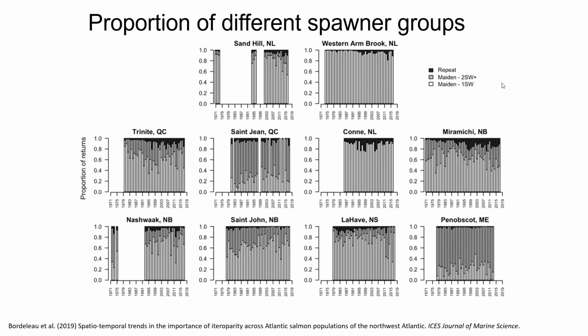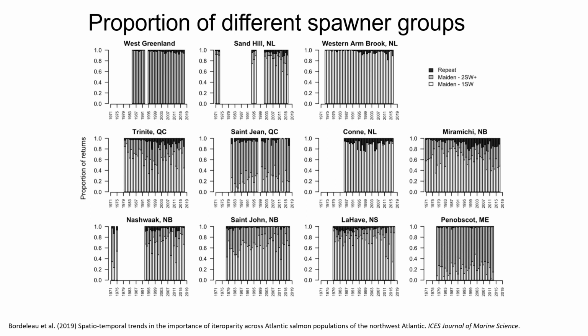So when we look at the 10 populations, we can see that they can be quite highly variable. Obviously, for some rivers, the proportion of repeat spawners is relatively low, and much higher than others. But overall, it's interesting to see that for some rivers, the proportion of repeat spawners seems to be going up, while for other rivers, it seems to be going down. For example, in the La Have River in Nova Scotia, the proportion of repeat spawners seems to have gone way down, while in the Western Arm Brook, it's gone up. So we were interested in looking at these trends and comparing them with each other. And as a side note, I will mention that the data from West Greenland also shows a similar proportion of repeat spawners.